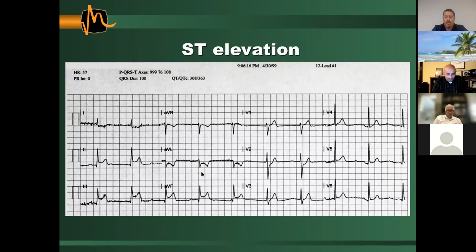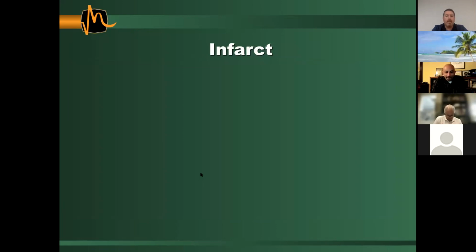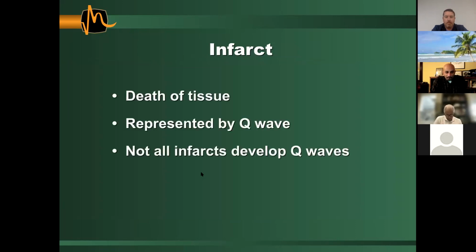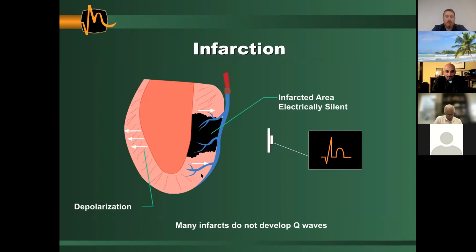Reciprocal changes, right. So we'll talk about reciprocal changes and why those are formed here in a second. Infarction is the end of the deal. The damage has been done. The heart muscle's dead. We usually get a Q wave. Not every infarct gives you a Q wave depending on the size of it.